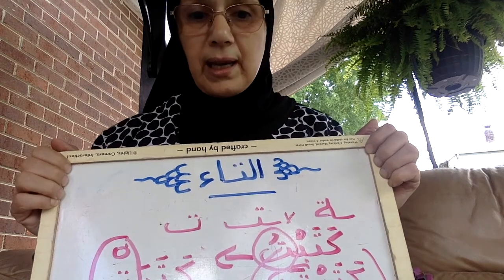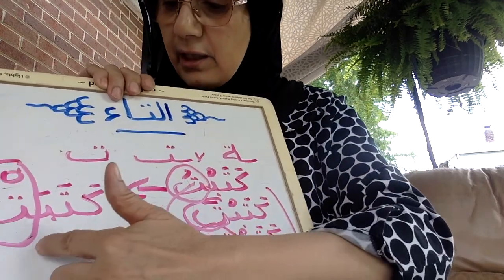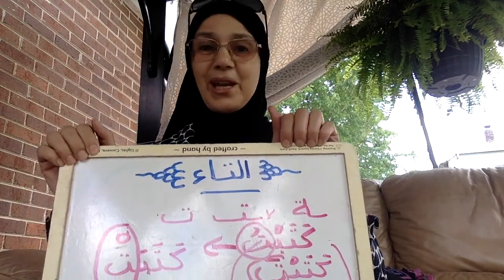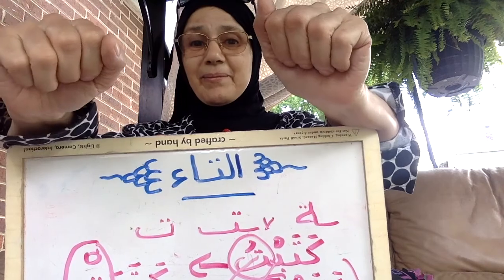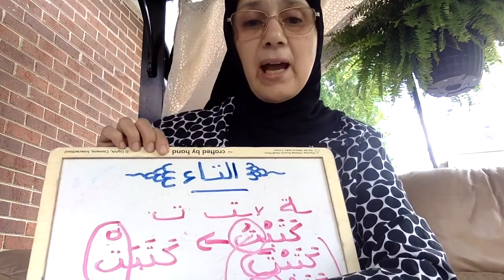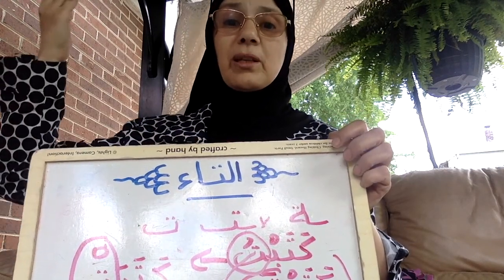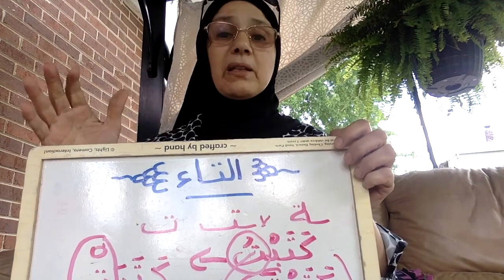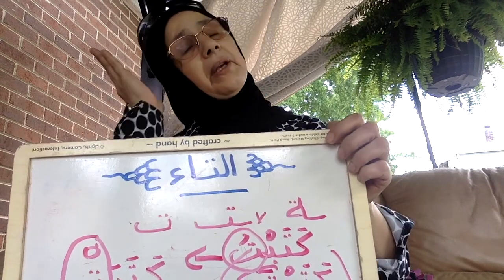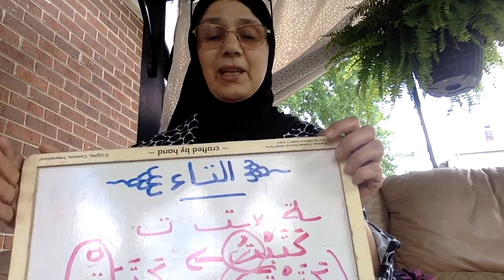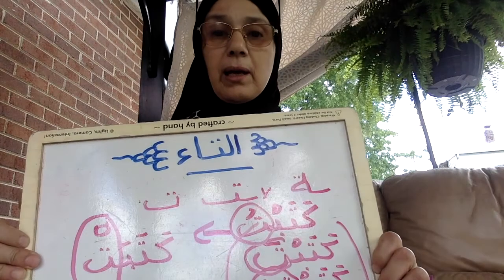تاء الساكنة, كتبت. Oh, let me tell you something. تاء التأنيث. تأنيث means what? تأنيث means مؤنث. تأنيث comes from مؤنث. مؤنث means female. So this تاء الساكنة right here goes only with female. كتبت means she wrote. شربت means she drank. أكلت means she ate. نامت means she slept. It is past tense. So this تاء الساكنة goes with female only.